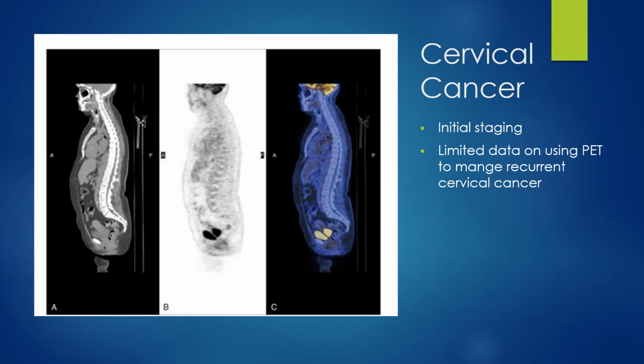This is a cervical cancer patient. FDG scans are used for initial staging, and limited data exists on using PET to manage recurrent cervical cancer, but it is used for initial staging. The images here, CT is A, PET is B, and then C is the fused image. This is a patient with squamous cell carcinoma of the cervix that shows FDG activity consistent with primary tumor. B is the sagittal PET that shows the region of tumor uptake just above the bladder. You can see it right here in the cervix. And then the fused images show the correlation.